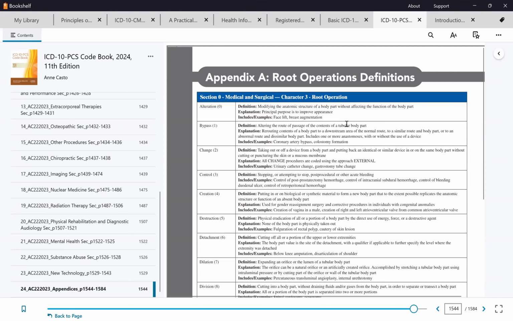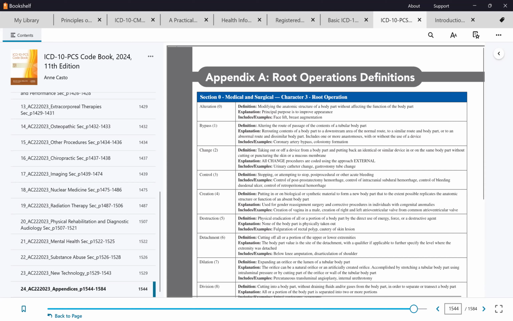Let's take a quick look at some other things that might be useful for you in this chapter. Some of the things people forget about are things about what is being actually done. And there is a really good appendix, Appendix A, giving you the root operations definition. This will give you the difference between an alteration and a bypass, control versus creation, destruction versus detachment.